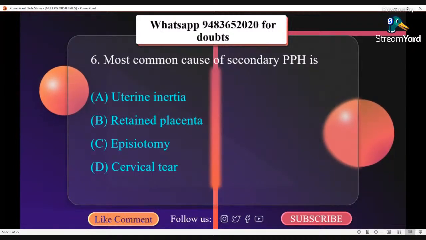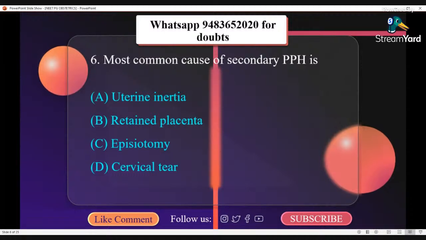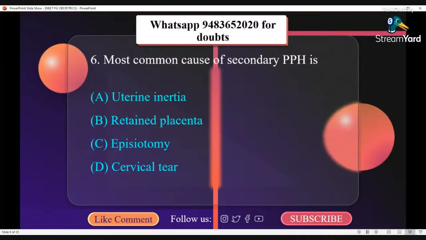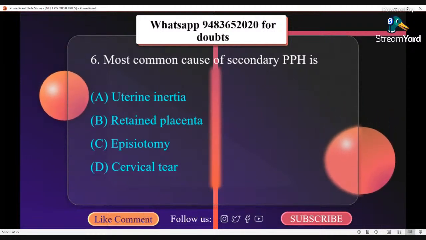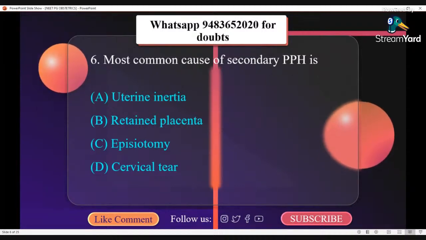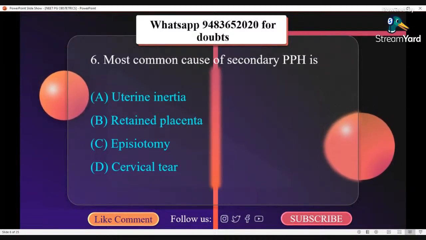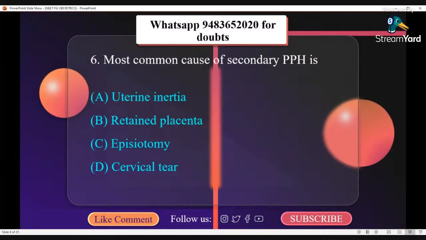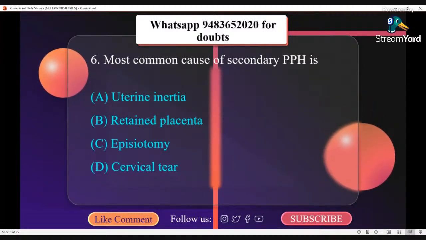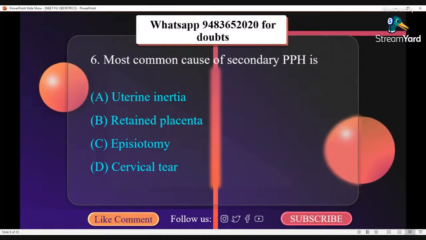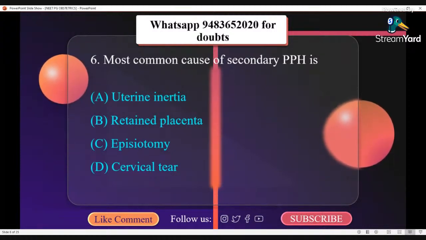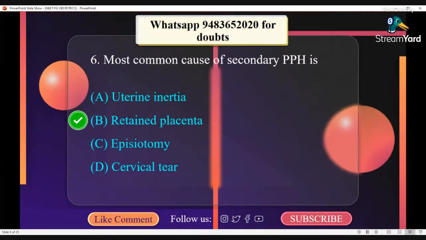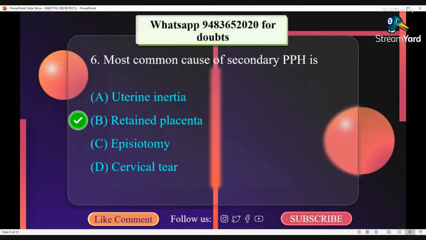So the most common cause of secondary PPH is retained placenta. Other causes of postpartum hemorrhage are infection and separation of slough over deep cervicovaginal laceration. Other causes are endometritis and subinvolution of placenta. So the most common cause of secondary PPH is B, retained placenta.